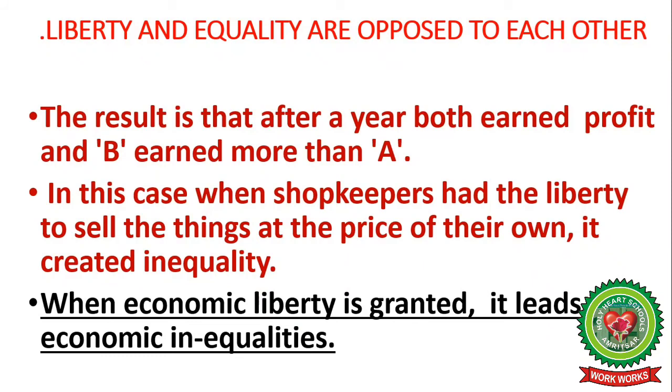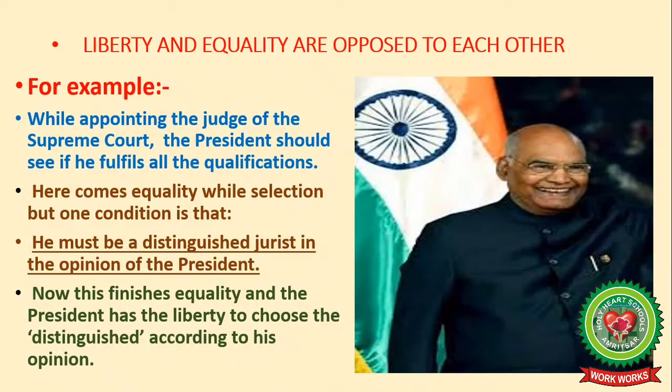The result is that after a year, both earned profit and B earned more than A. We can understand why B earned more, because he sold at rupees 200 and A sold it at rupees 100. In this case, when shopkeepers had liberty to sell the things at their own price, it created inequality. So, when economic liberty is granted, it leads to economic inequalities. They were given economic liberty to sell the things at their own cost, so it created inequality.